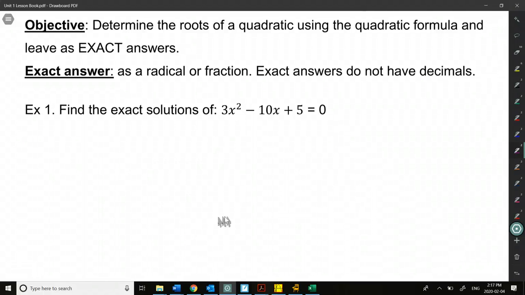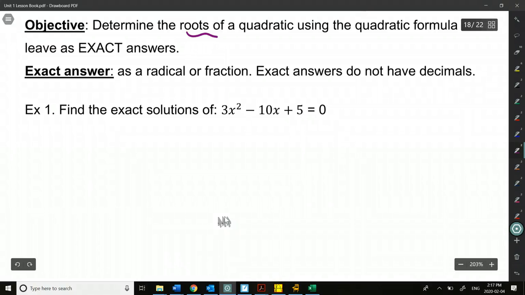All right, so our goal today is we're going to determine the roots of a quadratic using the quadratic formula, and our goal is to leave our answers in exact form. So you've heard me talk a little bit about how in grade 11 we're aiming toward leaving things in fraction form as simplified radicals, and that will allow us to not have any rounding that we have to do, and it allows us to express our answers in a perfect format and an exact format. So that's our goal.